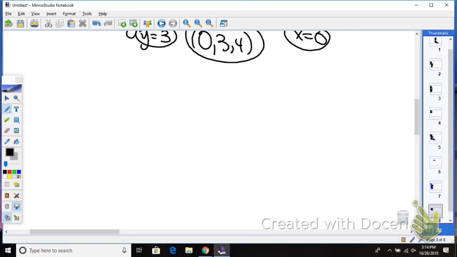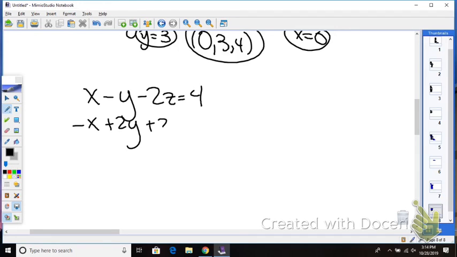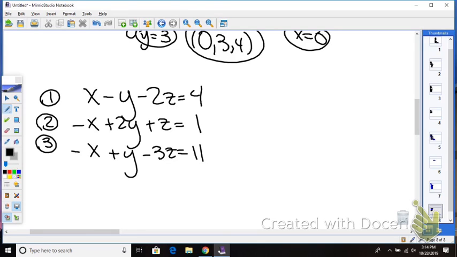Okay, here is your next one. So I have x minus y minus 2z equals 4. And negative x plus 2y plus z equals 1. And negative x plus y minus 3z equals 11. So what are you getting rid of first? Okay, good. I'm letting you guys go from start to finish on this one. You can do it.